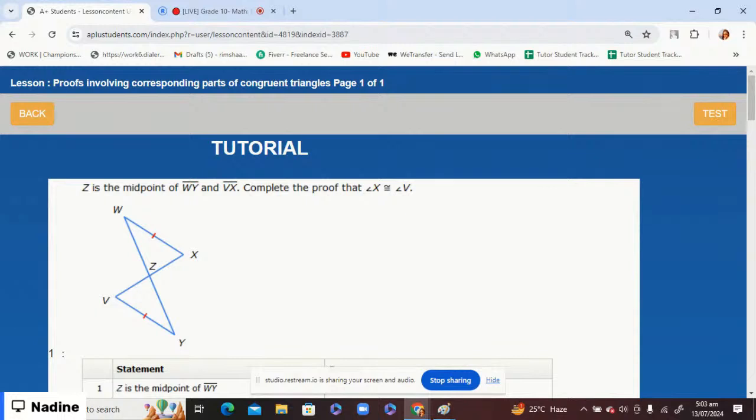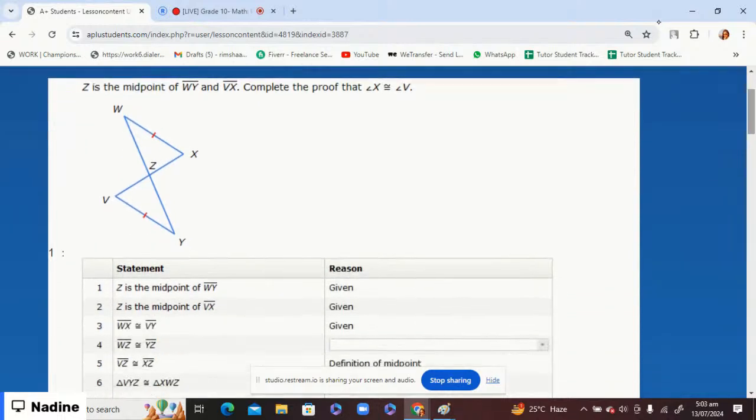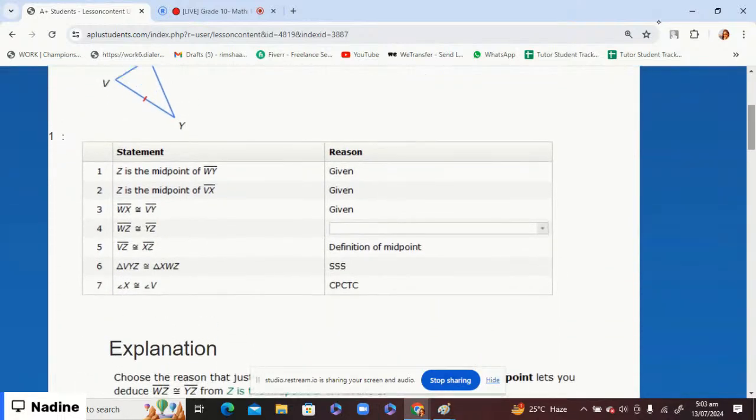It means that WZ is the same as ZY and XZ is the same as ZV. Okay, all these 4 lines, these 2 lines are the same and these 2 lines are the same. And they are also saying that these 2 lines are congruent. 3 things are given.